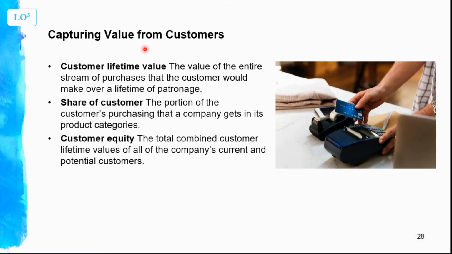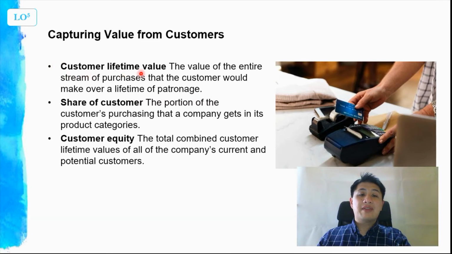Looking at capturing value from customers, we have a couple of ways that we can define it. First, we look at what we know as customer lifetime value. This is the value of the entire stream of purchases that the customer will make over a lifetime of patronage. So when we look at the customer, we look at how they will spend across the timeline with the business. For instance, in the case of a supermarket, we not only look at a shopper coming to the supermarket, we look at how frequently they will come, how much they will purchase each time, and whether they bring along their family members or friends. This is what I meant by a lifetime value to the organization.